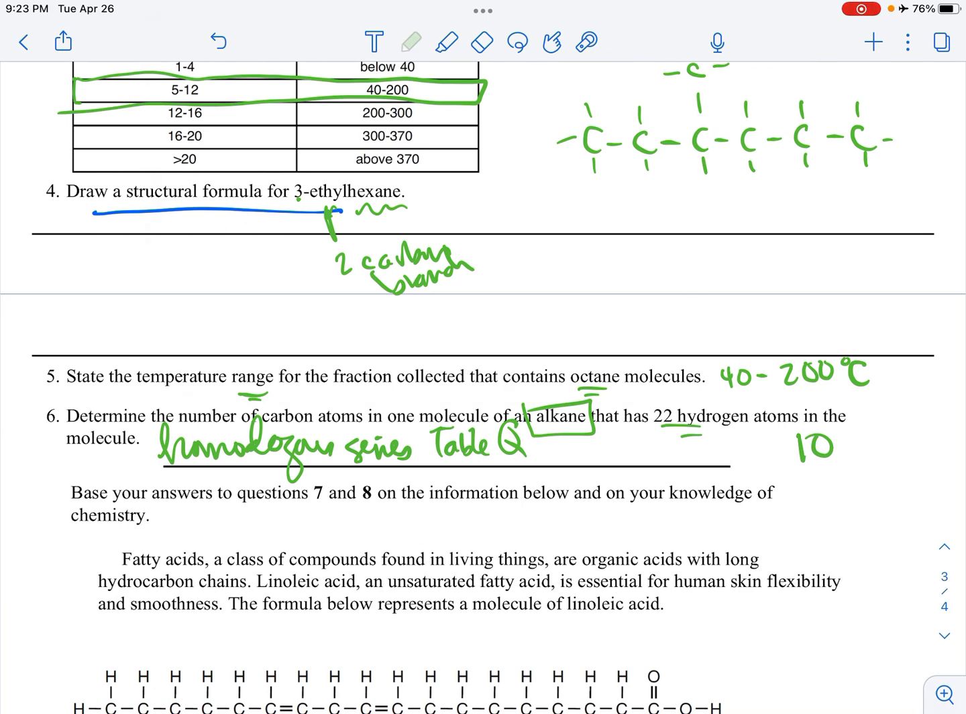But you know what? Just for kicks, let's prove it to ourselves. Here we go. 1, 2, 3, 4, 5, 6, 7, 8, 9, 10. 1, 2, 3, 4, 5, 6, 7, 8, 9, 10, 11, 12, 13, 14, 15, 16, 17, 18, 19, 20, 21, 22. It is correct. So if I had 10 carbons, I'm going to have 22 hydrogens in this alkane. So 10 is our answer.